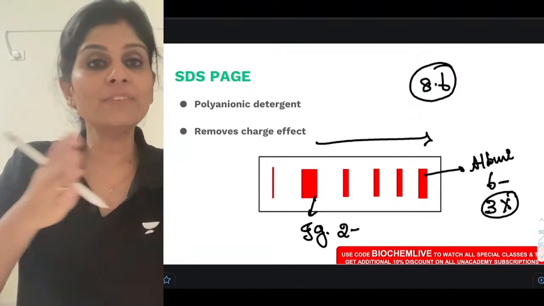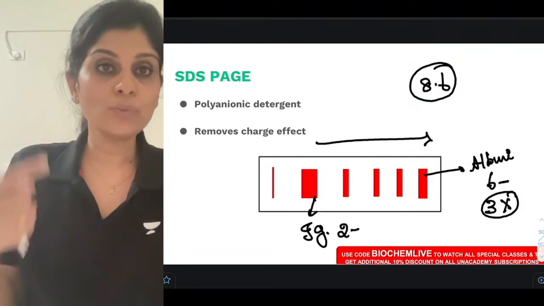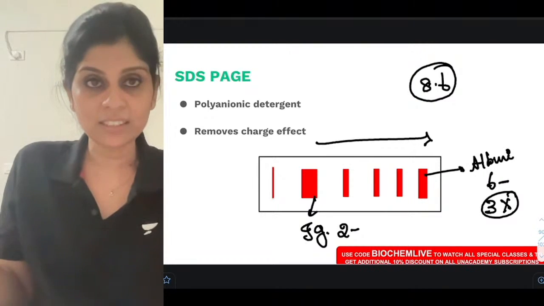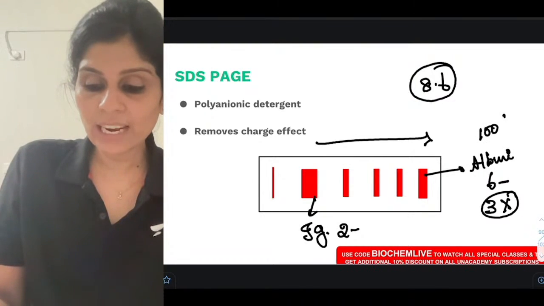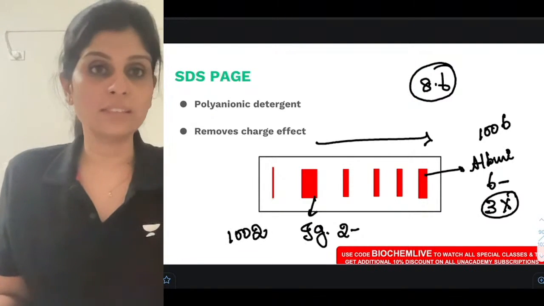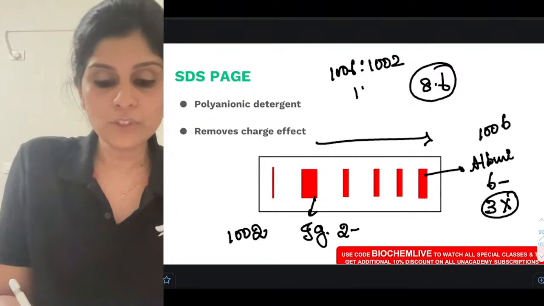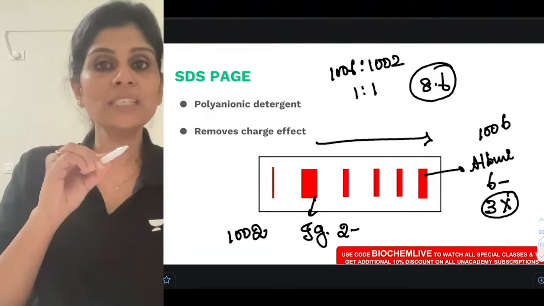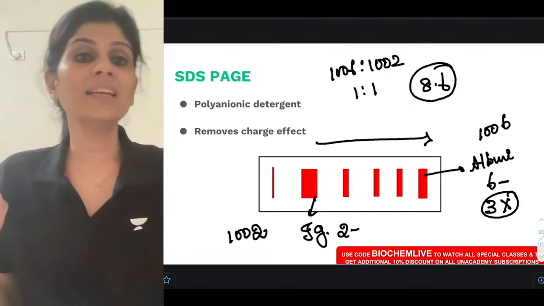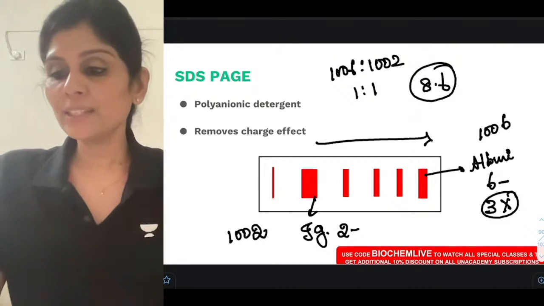And that is why you see the difference in migration caused by charges. But when you treat all these proteins with SDS, it adds 1000 negative charges to all the proteins. So how many negative charges do you find in albumin? Now it is 1006. Immunoglobulins will carry 1002 negative charges. So 1006 is to 1002 is as good as what? 1 is to 1. Yes or no? 1006 is to 1002 is as good as 1 is to 1. In that case, will there be any difference in migration that is caused by differences in charges? No. So charge-based separation is ruled out.